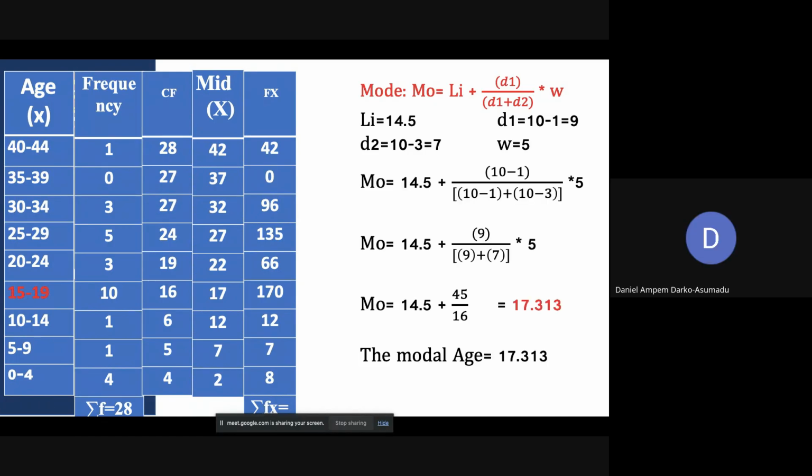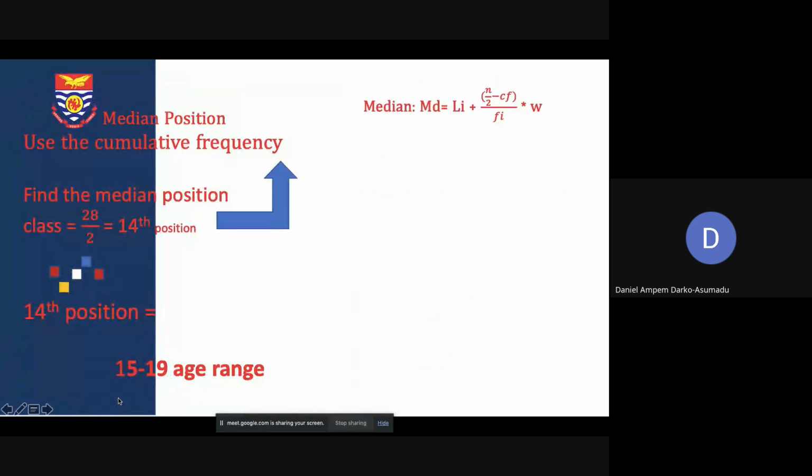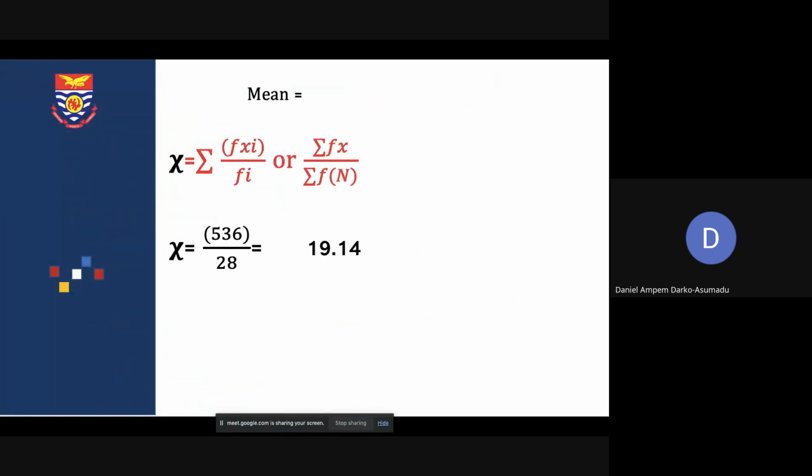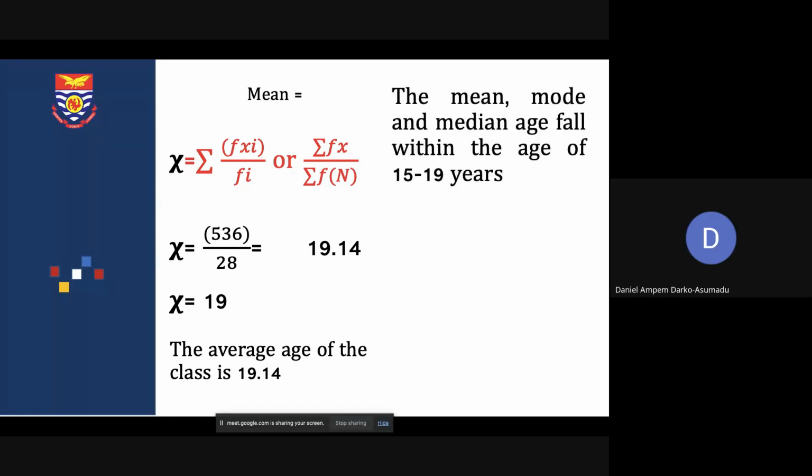So when you get summation fx, you divide by summation f, which is 28 here. In the formula, the sum fx is 536 over summation f, which is 28, which gives us 19.14. So the average age of the class is 19.14, which is approximately 19.